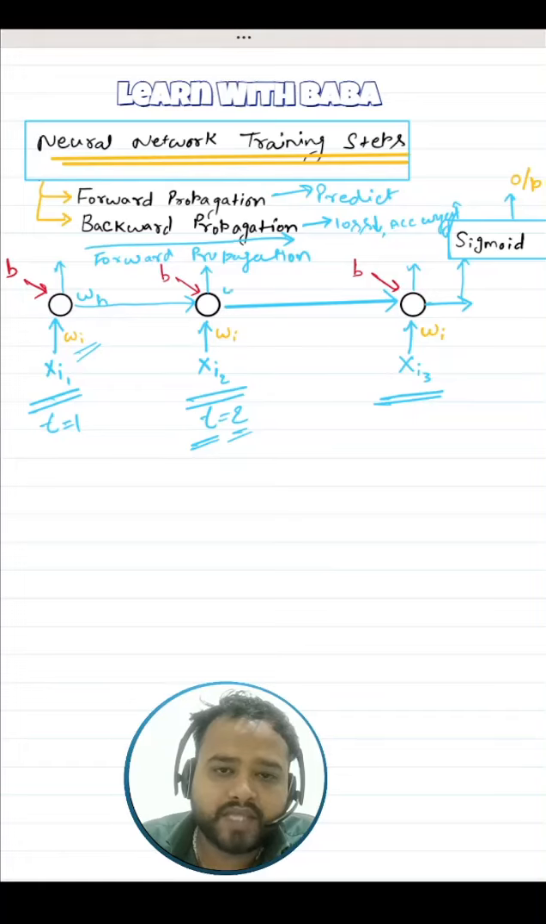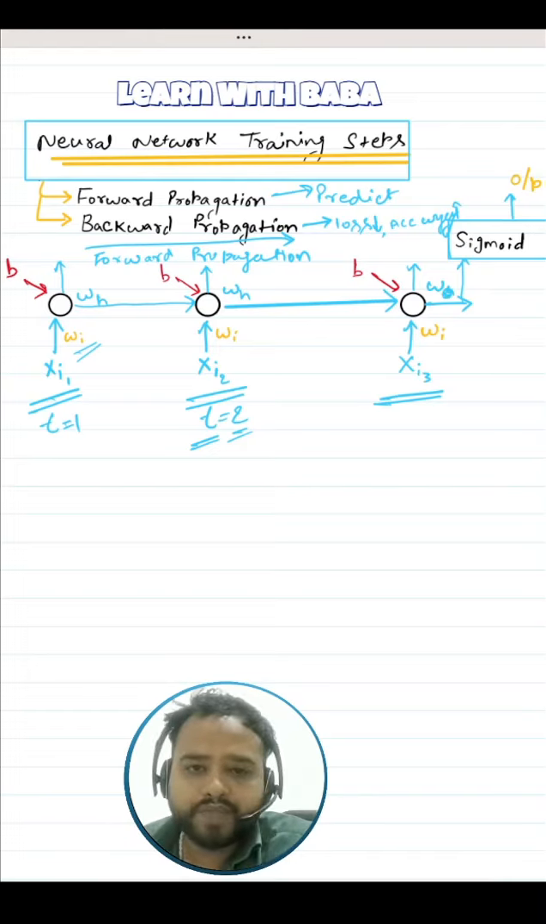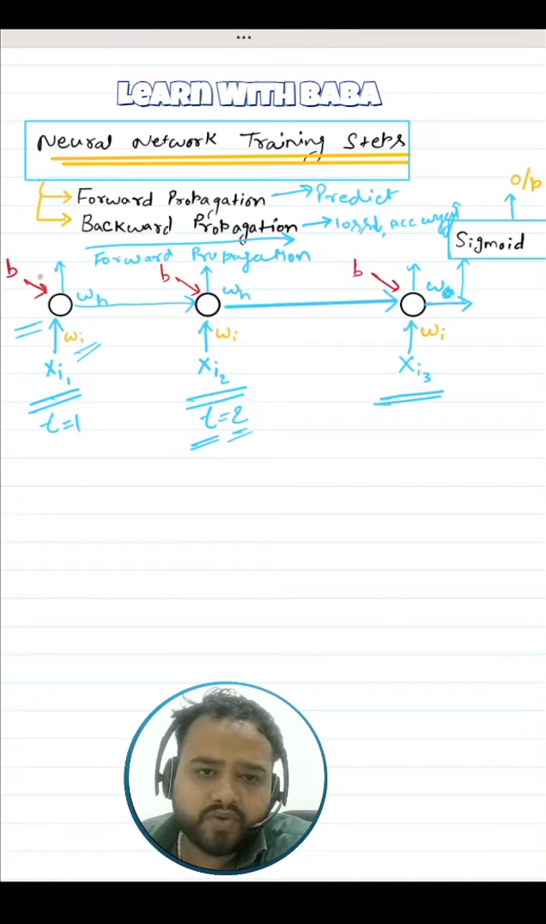WH. Okay, and the final output will be known as WO. Okay, WO. So this is the first neuron. It will have some input, then some weight of the input weight, then it will have some output. With this output we will have some bias also. So each step we are having the bias.